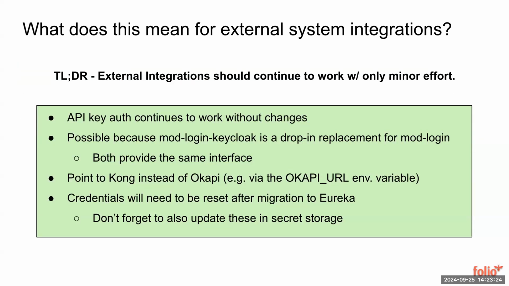A little bit of shifting gears here, but this is maybe one of the most common questions that I get about Eureka: what about our external system integrations, whether those are via edge APIs or just scripting or tools that interact directly with Okapi? And the TLDR is they should work with very minimal changes. So the edge APIs that use API key should continue to work without any changes.